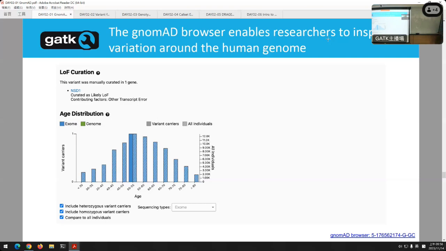So here we see the distribution of the age of the samples in gnomAD. So we see it's a kind of a nice normal distribution. And then this bar that's a deeper filled in blue indicates our one carrier. So we can see that they're around 50 to 55 years old.